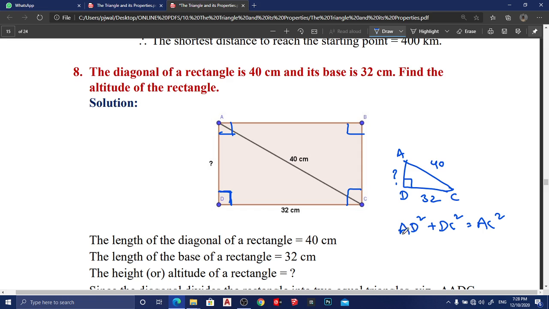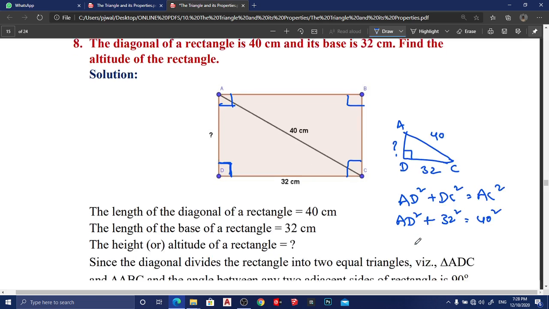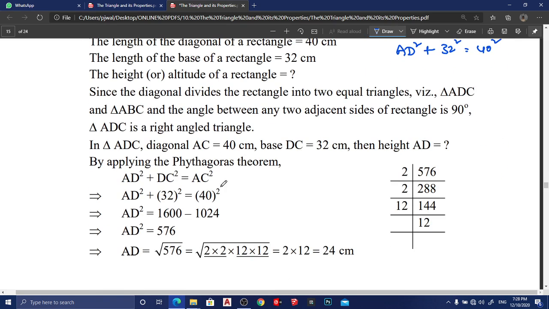Now we have to find out AD square. Keep it like that only. What is DC here? 32 square. What is AC here? 40 square. So now see here, I wrote already here. AD square is equal to 40 square minus 32 square. 32 square means 1024. Send it to the right side. 40 square means 1600. So 1600 minus 1024, you will get 576. So to find out AD only, send this square to the right side, under root.